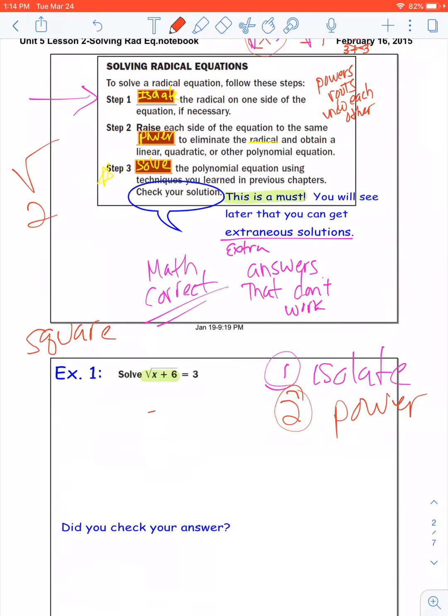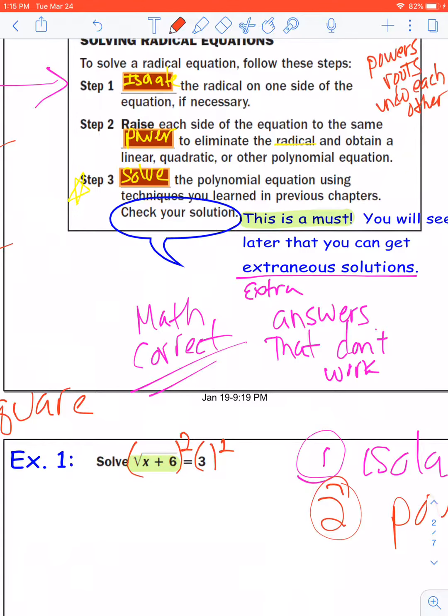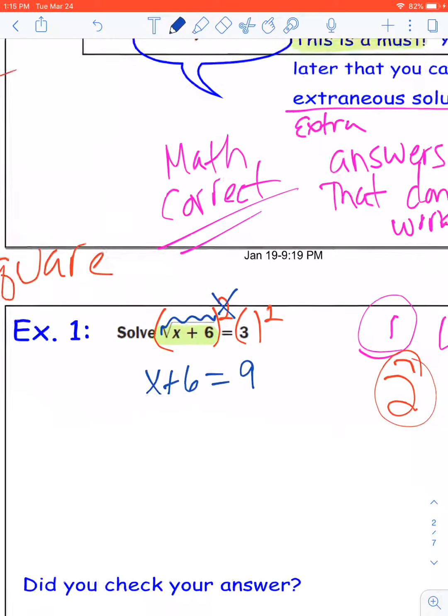So here's what I'm going to do next. I am going to raise each side to the power of 2. That is what this step is saying. Let's do that. Okay, as a reminder, the power of 2 and the square root, they undo each other, leaving me with x plus 6. 3 to the second power is 9.